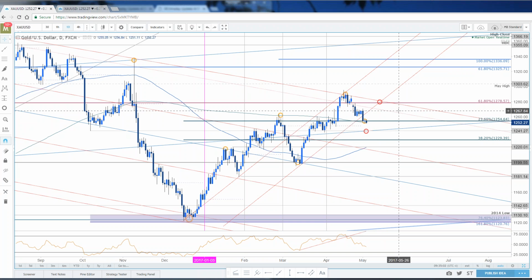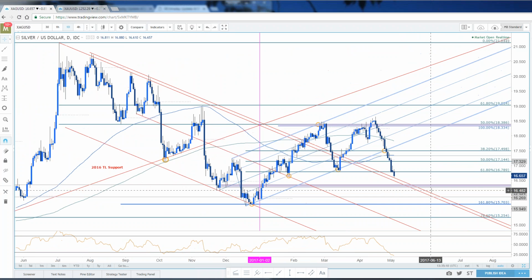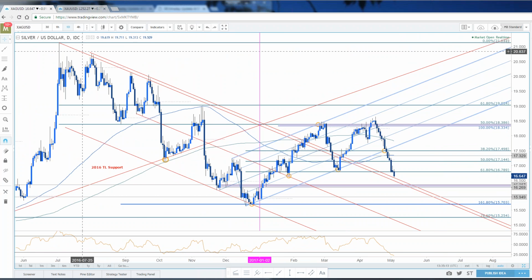But initially, I'm looking lower, sub 1267 here. All right, that's gold. Silver prices look like this. That's just coming into a basic slope resistance extending off of these highs.